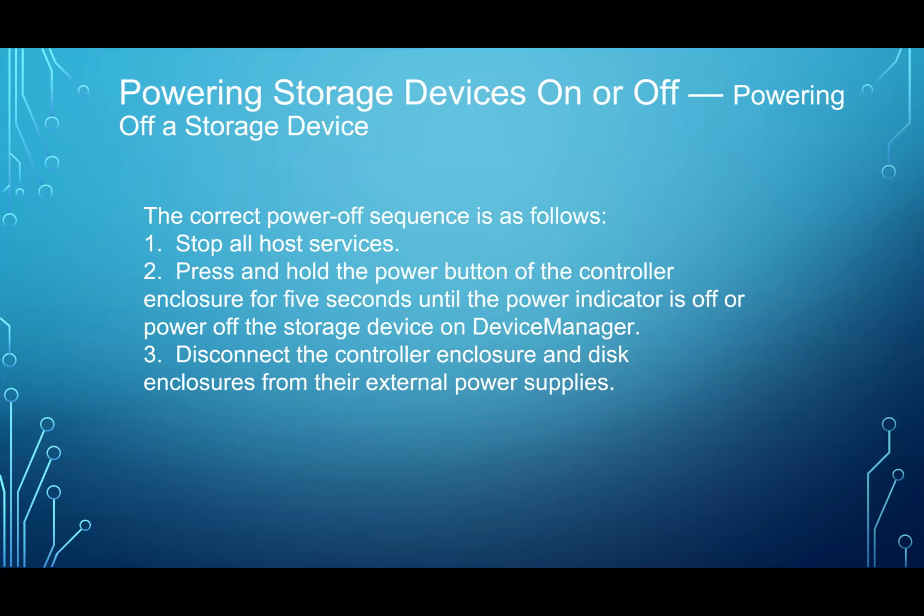The powering off of a storage device. Mainly why I show this is because of the first step. As you mainly know, before powering off a storage, it is very recommended to stop all host services. Then press and hold the power button of the controller enclosure for 5 seconds until the power indicator is off, or you can just power it off directly from the device manager. The third and last step is to disconnect all the power cables from the disk and controller enclosures.